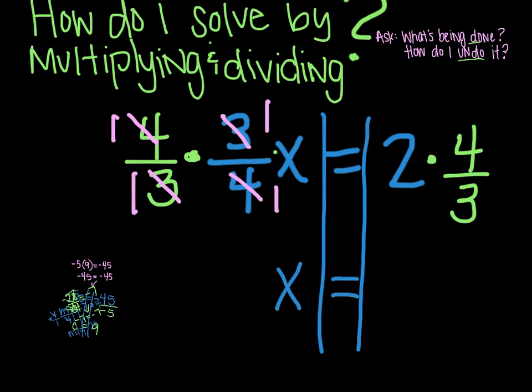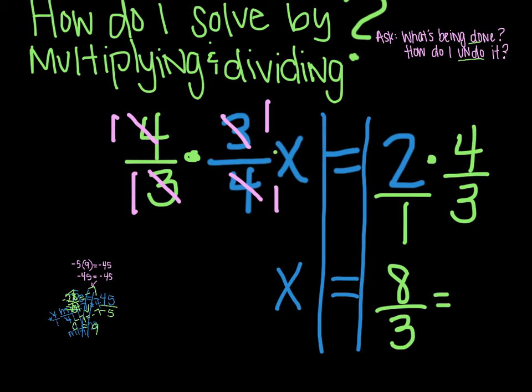Then I'm going to multiply by 4/3 on the other side because I have to keep it balanced. Okay, I look to cross simplify. In this case, I can't. So 2 times 4 is 8. 1 times 3 is 3. So I have x equals 8/3, which I can simplify if I want to.